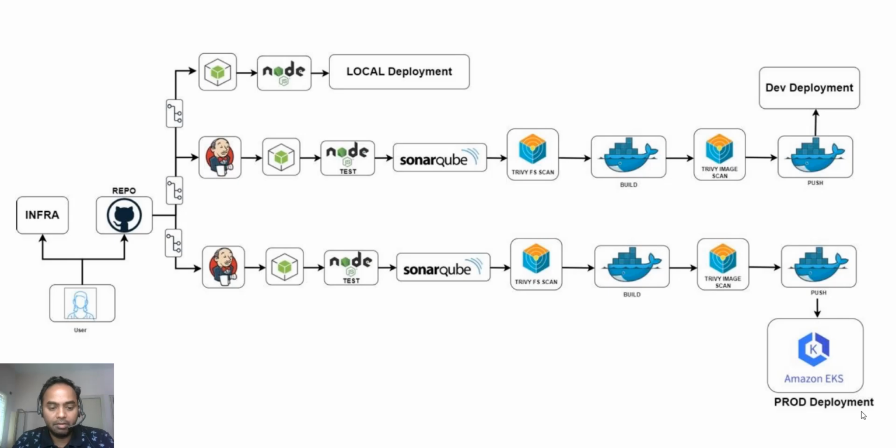Today we will be looking into how to automate and secure our deployment workflow. So here we will be trying to create a three-tier CI/CD pipeline using Jenkins, SonarQube, Trivy, Docker, and Amazon EKS. If you have a look at the diagram, we have three types of deployment.